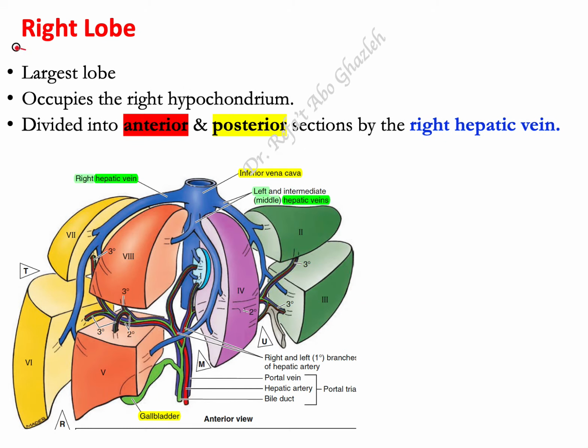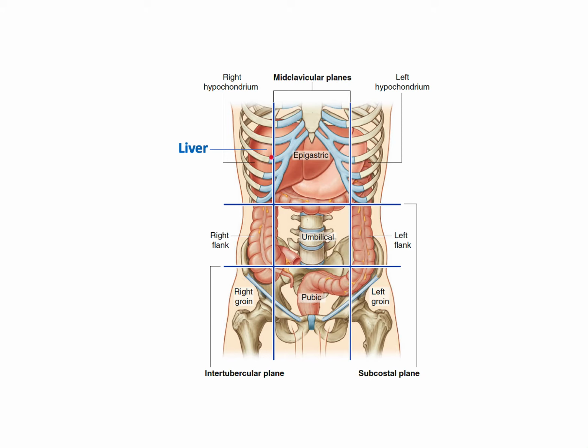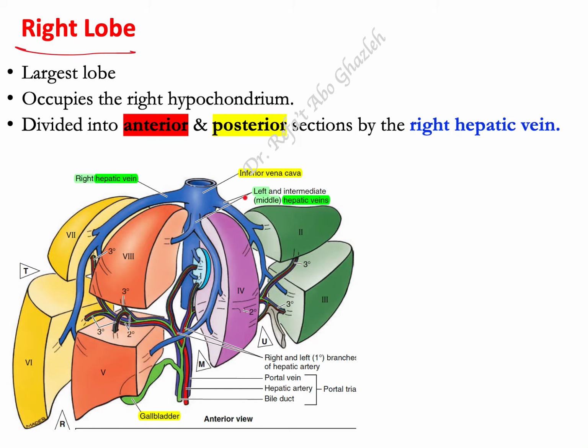So let us start with the right lobe. If you look at the right lobe, you will see that mainly it's located in the right hypochondrium, and it extends a little bit to the epigastric region. Now, the right lobe is the largest lobe, and let me show you this. This is the inferior vena cava, which is a large major vein in the posterior abdominal wall that returns the blood from the lower part of the body to the heart.